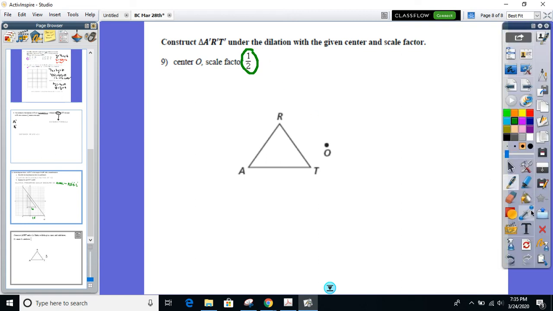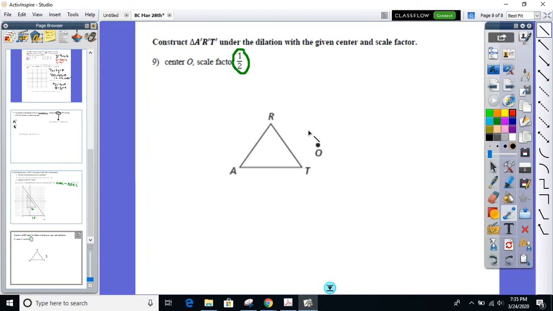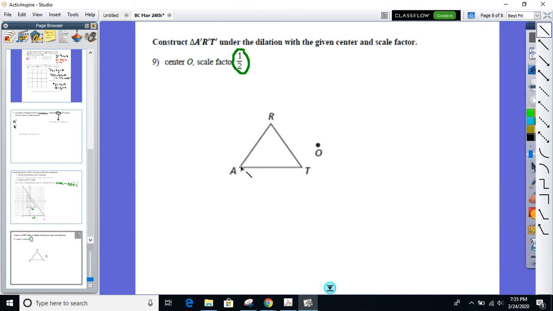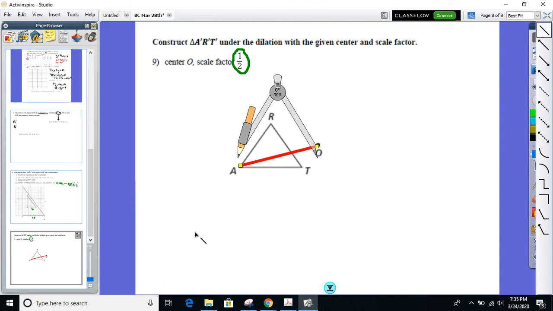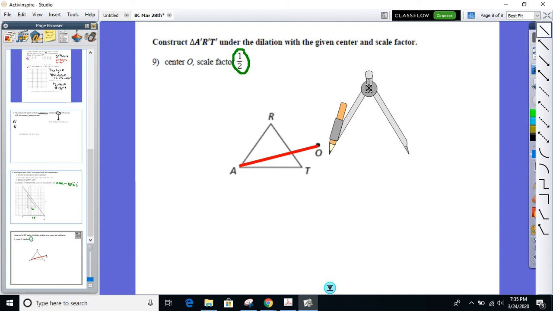So let's start with point A. Line up your straightedge, A has a certain length to O. I want to shorten that distance using my compass by 1/2. Let me say that again, guys, by 1/2. Do we know how to cut this line in half? You're darn right, that's our fish.